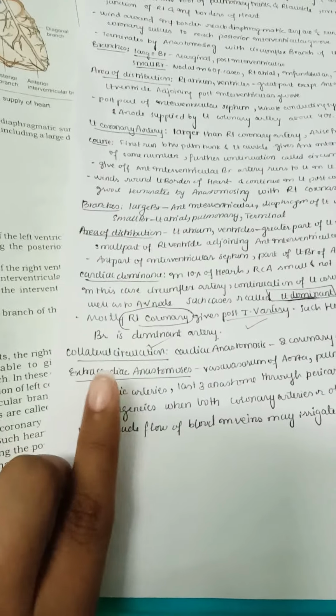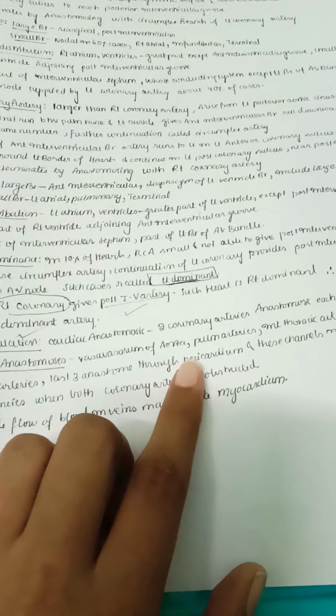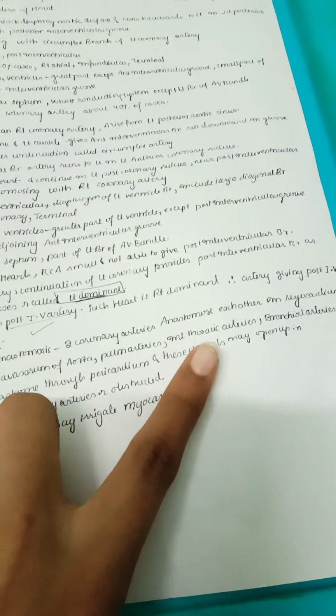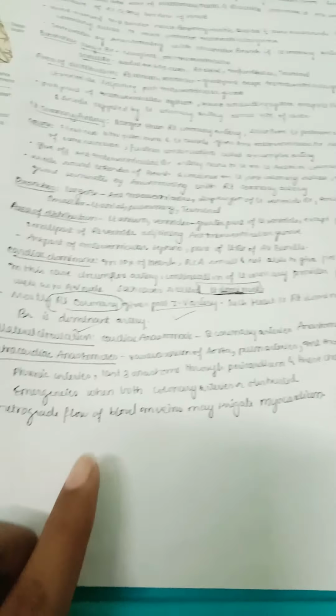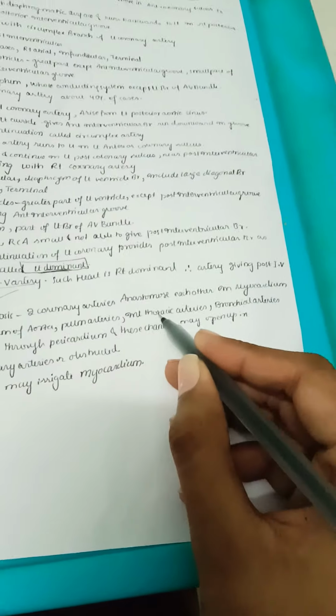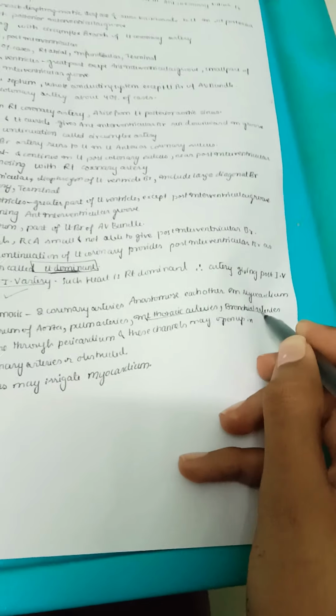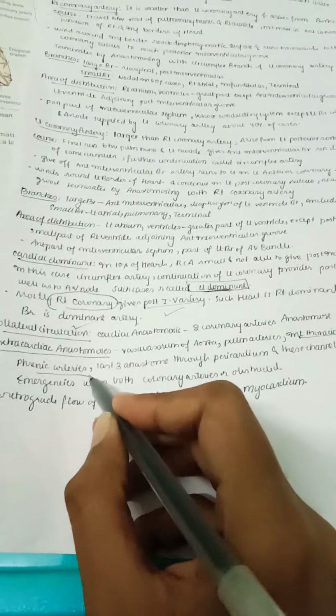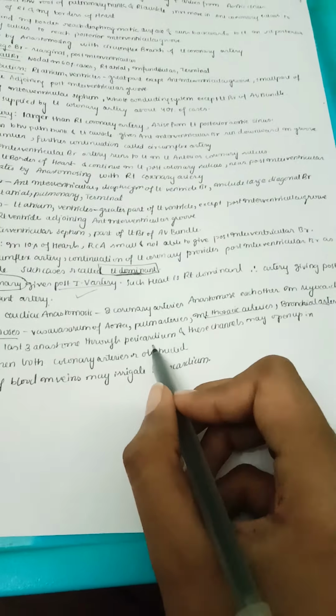Next we will see what extracardiac anastomosis is. Sometimes the vasa vasorum of the aorta and pulmonary arteries, the internal thoracic artery, bronchial arteries, and phrenic arteries, and the last three mainly, anastomose. What are the last three? That is the internal thoracic artery, bronchial arteries, and phrenic arteries. They anastomose through the pericardium, and these channels may open up in emergencies when both coronary arteries are obstructed.